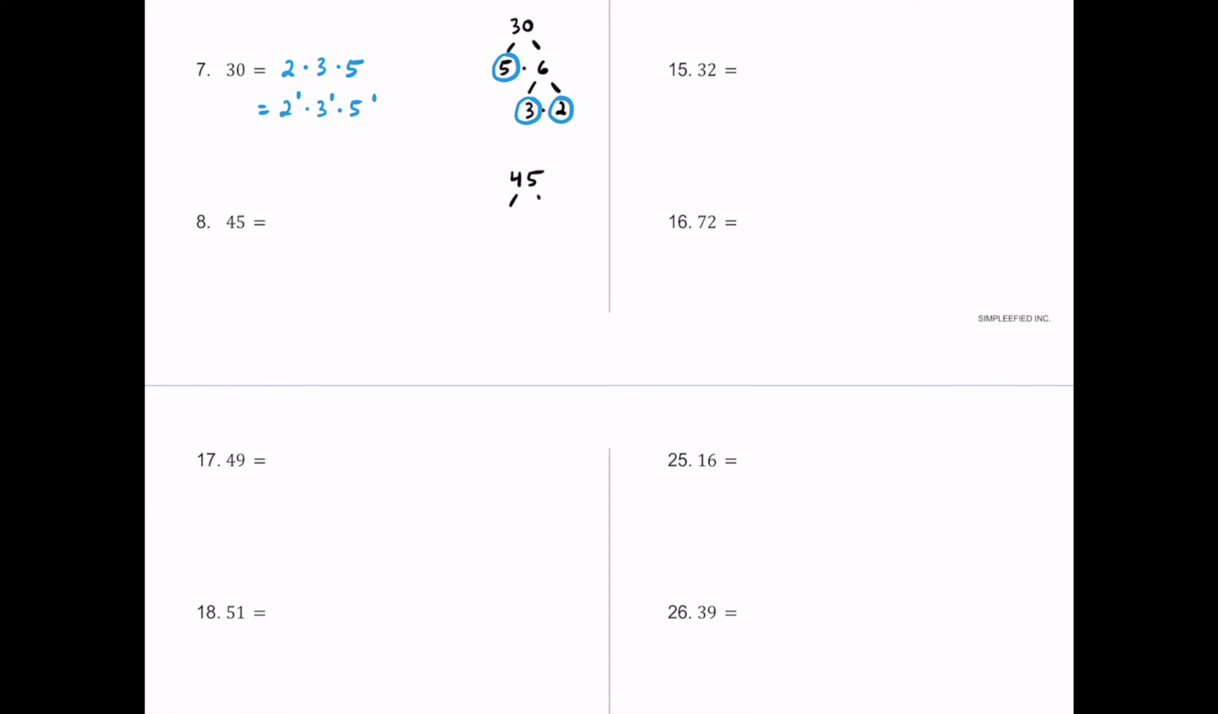Okay. For number 8, we have the number 45. And we can break 45 down into 5 times 9. 5 times 9 is 45. 5 is prime, so I'm going to encircle it. And 9 is composite. It breaks down into 3 times 3. We can go ahead and circle those 3's here. And we can say the prime factorization for 45 is going to be 3 times 3 times 5. And using exponents, we can say that's 3 to the second power times 5 to the first power.